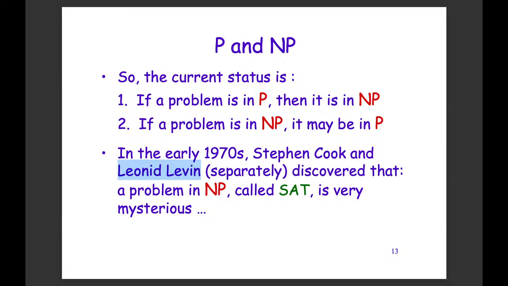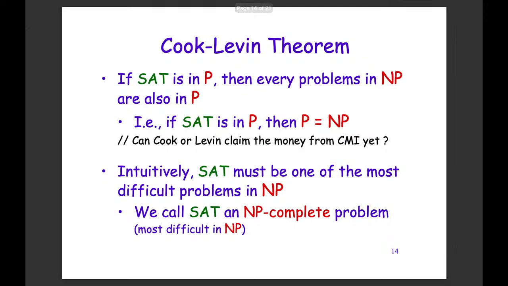So what did they find out? They found out that for this problem SAT, and we will define what SAT is soon, if this problem SAT is in P, then every problem in NP is also in P. So then that means that P is equal to NP. So Cook and Levin studied this problem and have this result. This result is proven to be correct.